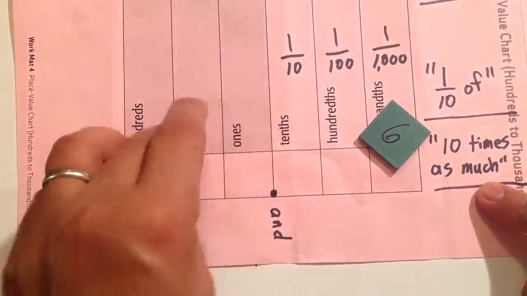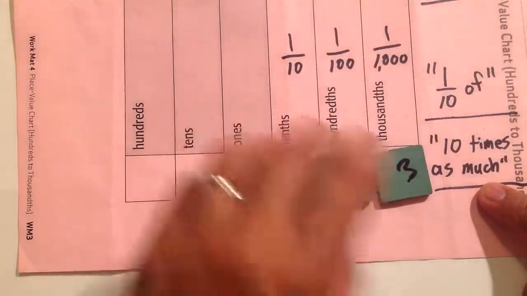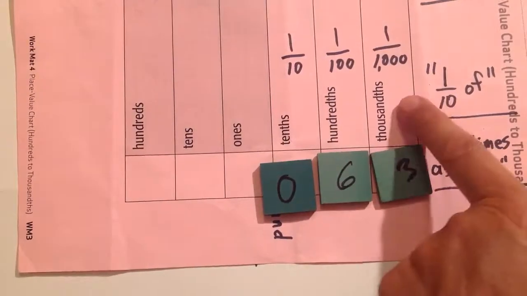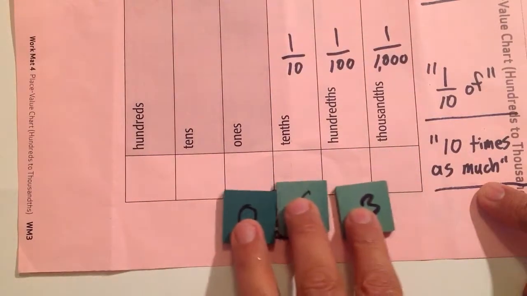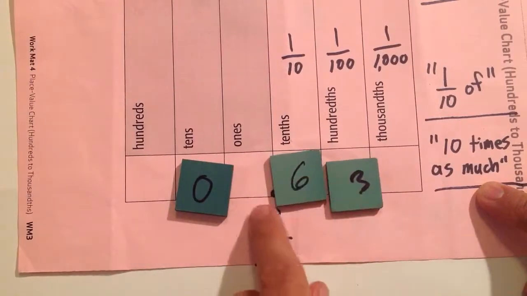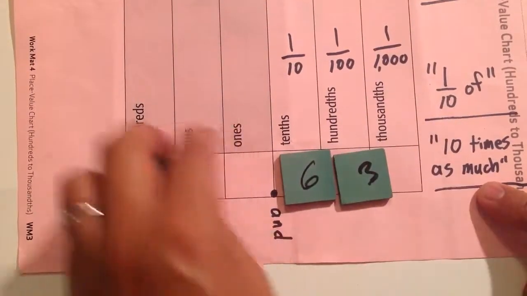How about 63 thousandths? 10 times as much as that. Right? You build, you move. Right? 10 times bigger? That's 1 to the left. And now you have what? 63 hundredths.